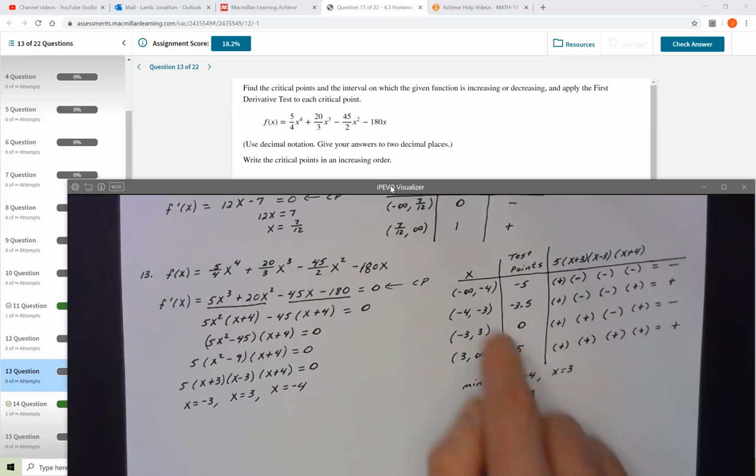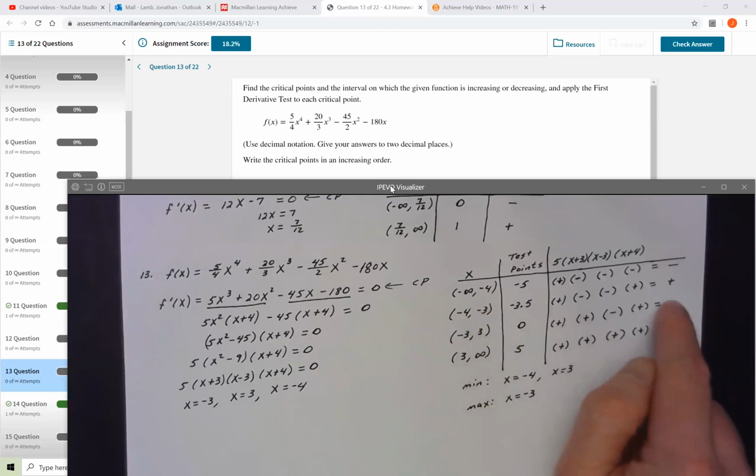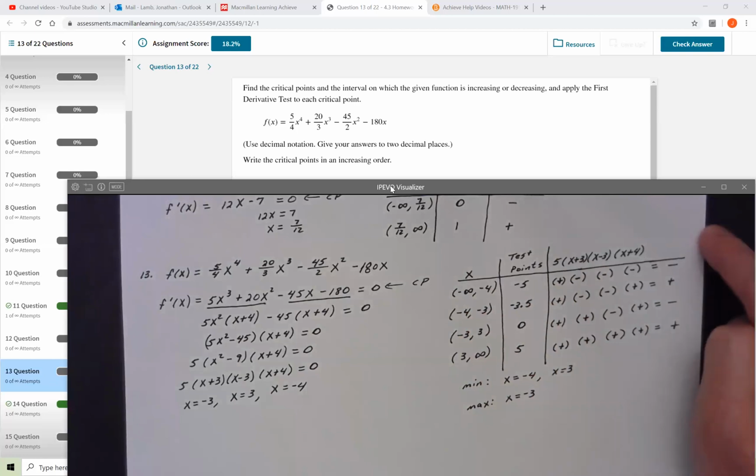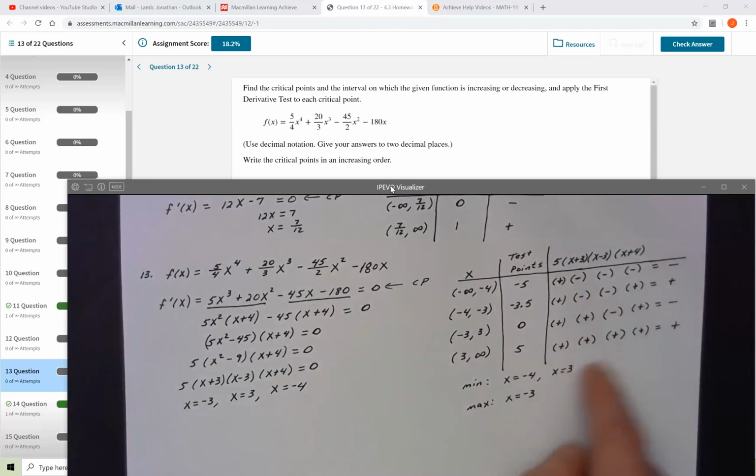And then I'm going to be increasing up until negative 3, but then I see decreasing after negative 3. That means you're going to have a maximum at negative 3. Anytime you change from increasing to decreasing, you're going to have a maximum. Then it's decreasing from negative 3 to 3, so it's going to keep on coming down until I get to positive 3. And then it's going to increase after positive 3. So I know positive 3 is, again, the location of a minimum.